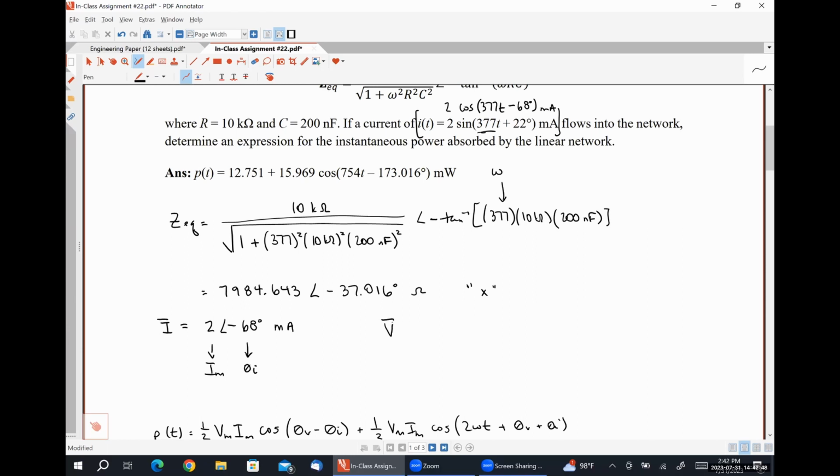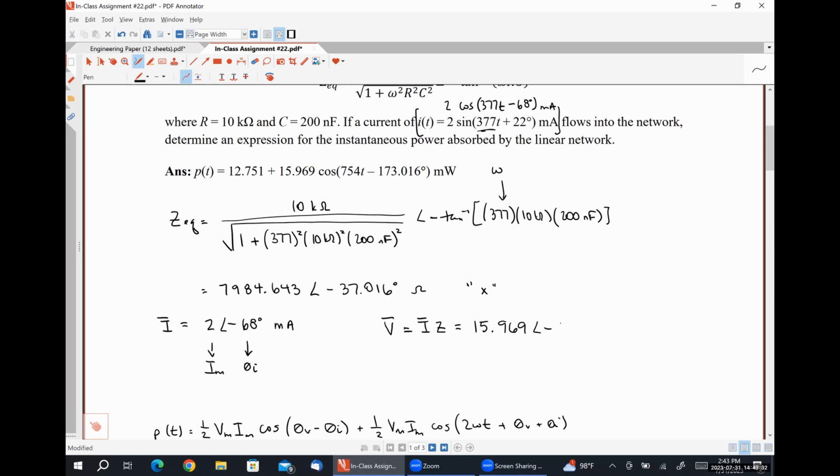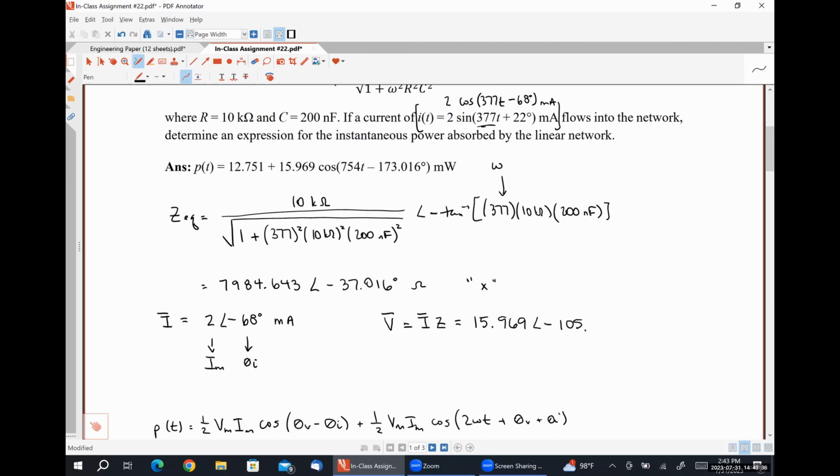Well, our phasor voltage V contains both of those pieces of information. And using good old Ohm's law, V is simply equal to I times Z. So if I multiply my impedance times 2 times 10 to the minus 3 to convert it into milliamps with an angle of negative 68 degrees, I wind up getting a voltage phasor of 15.969 with an angle of negative 105.016 degrees volts, where this part right here is Vm, and this part right here is theta V.